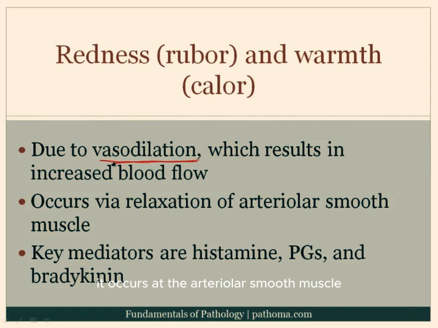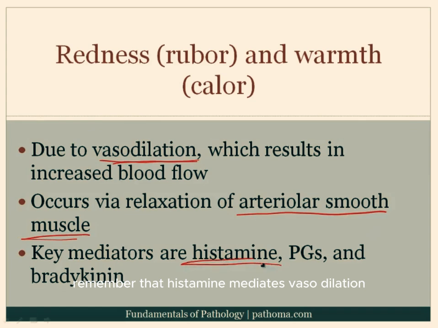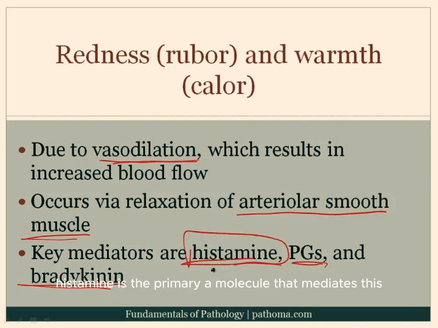It occurs at the arteriolar smooth muscle, and the key mediators are histamine. Remember that histamine mediates vasodilation, prostaglandins, in particular prostaglandin I2, D2, and E2, and bradykinin. These are all key mediators of vasodilation. And the most important of these is actually histamine. Histamine is the primary molecule that mediates this response. So that's the way by which we get redness.